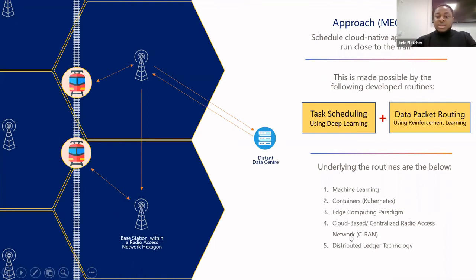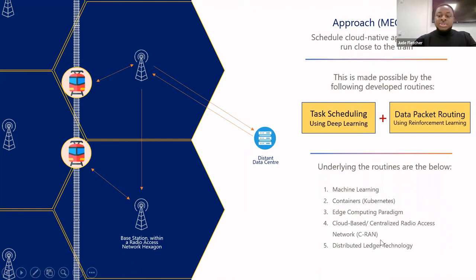We are also using C-RAN. You can see that we work a lot with the radio access network and with base stations. So we are using an enhanced radio access network architecture called C-RAN, which has some benefits in terms of energy savings, and also in terms of the efficiency by which the network operates. So we are using that as well.